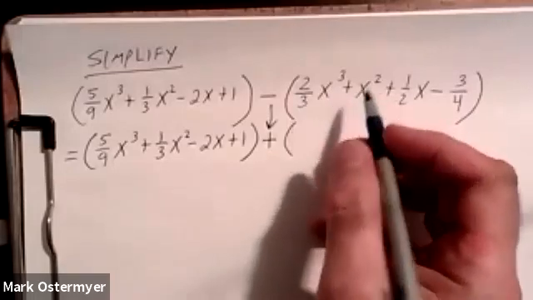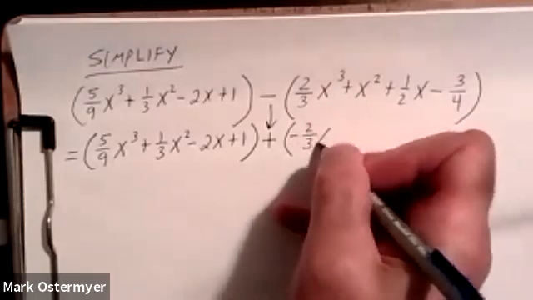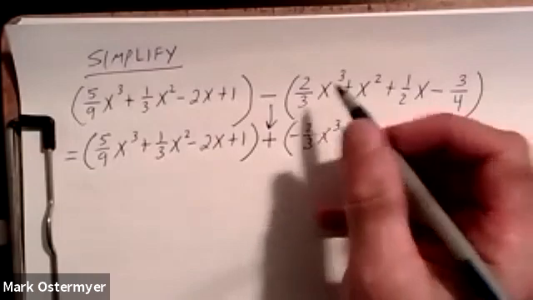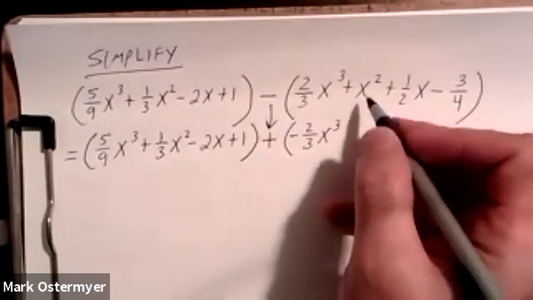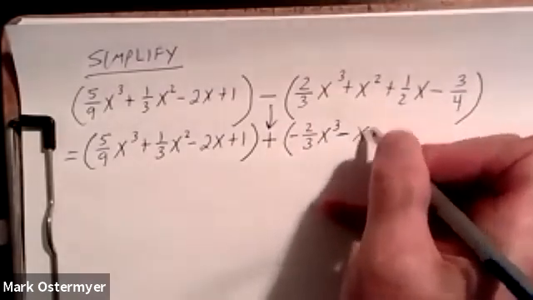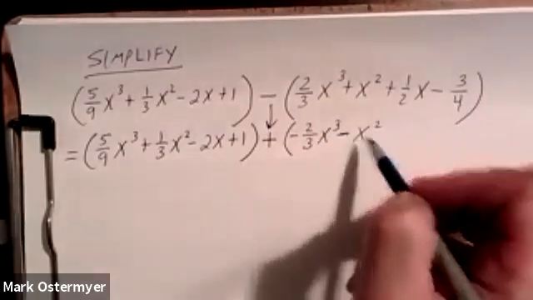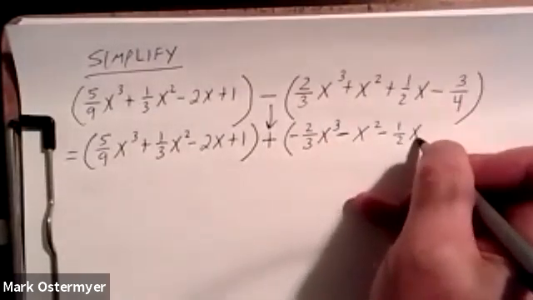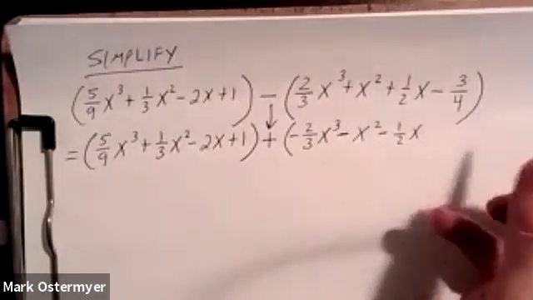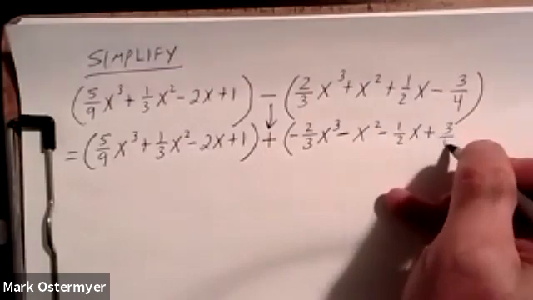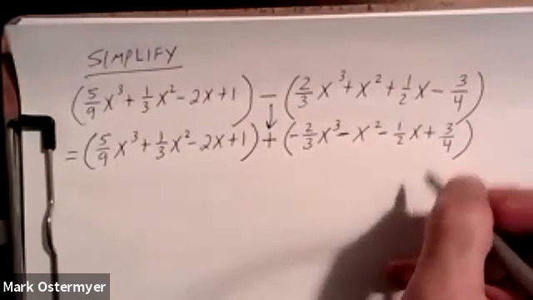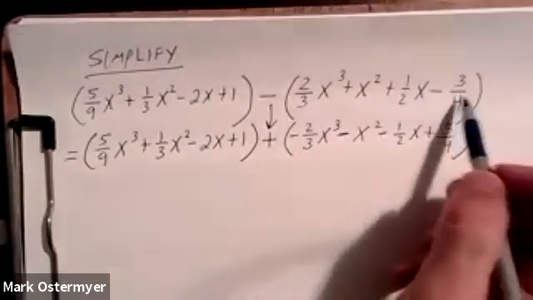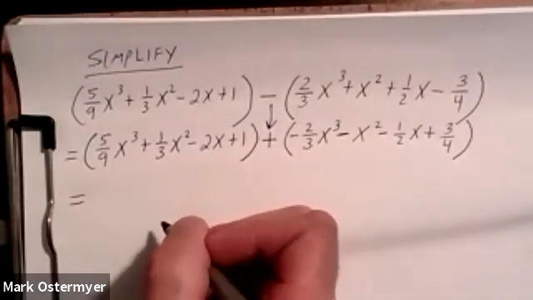So the opposite of positive 2/3 x cubed is minus 2/3 x cubed. Subtracting a positive x squared turns this into a minus x squared, or plus negative x squared, same thing. Subtracting a positive 1/2 x turns this into a minus 1/2 x. Subtracting a negative 3/4 turns this into a plus 3/4. Okay. So subtraction becomes addition, and just change all the signs of all the terms inside the parentheses. Now we're adding like terms together.